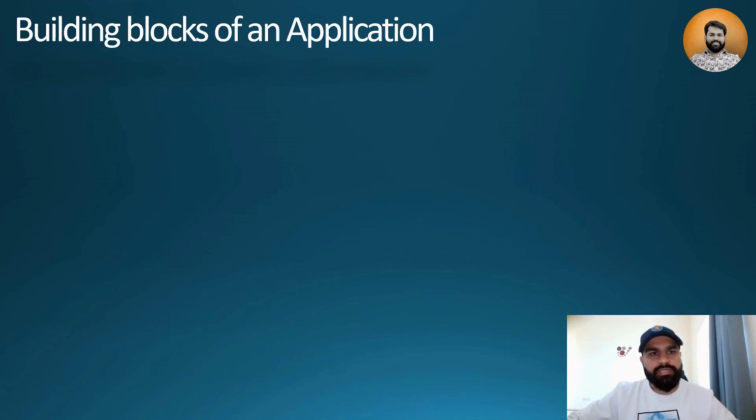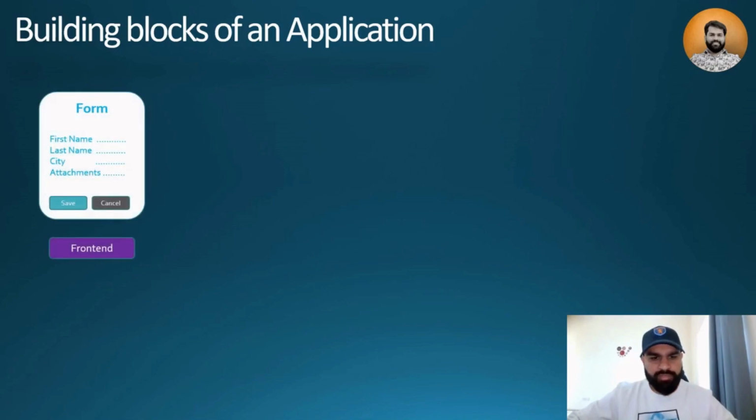Now, let's understand the basics of an application. What major components do we have in an application and how do those interact with each other? So first we have the component which is called front end. As the name suggests, this is a visual representation or the appearance of an application. It can be an interactive page, it can be a form or a web page as well.